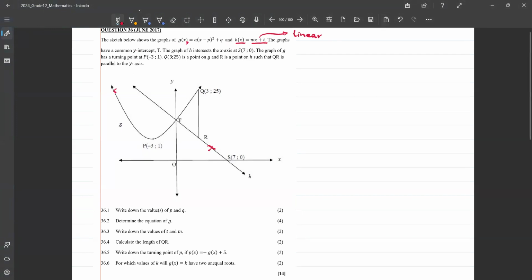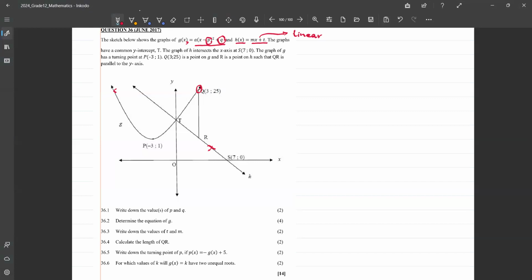Remember, when you are given an equation in this form, in a complete square form, you must always look at what you are given. The p-value is the x-coordinate of the turning point and the q-value is the y-coordinate of the turning point. And in order for you to find an equation, you always need to see if you are given any additional point on your graph. So if you notice there, we are given a point of (3; 25), which will assist us in finding the equation.